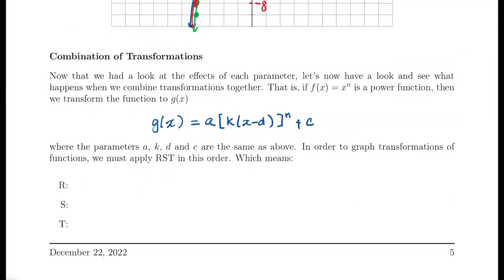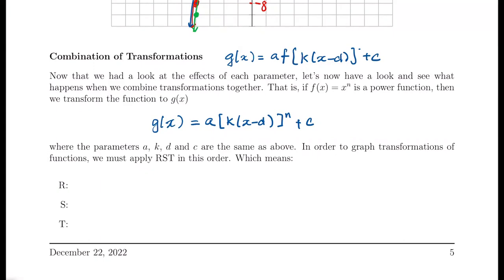This is because if we consider any transformation, g of x is going to be f of k times (x minus d), and then plus c. So basically, whatever we had out here, which is the function, is going to come out here. So the parameters a, k, d, and c are all the same as above.